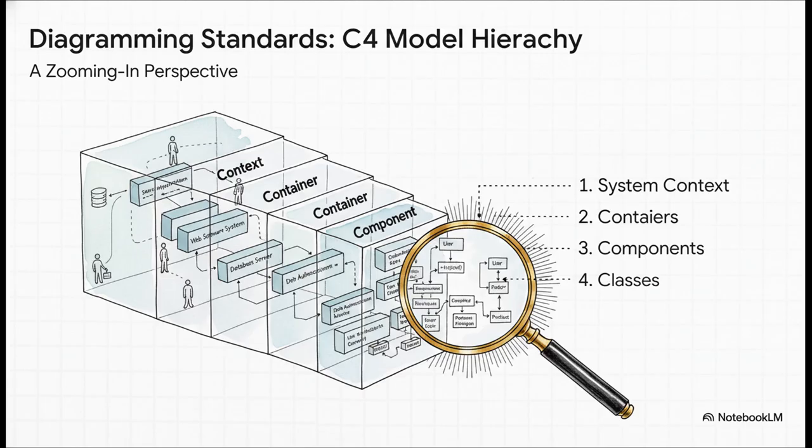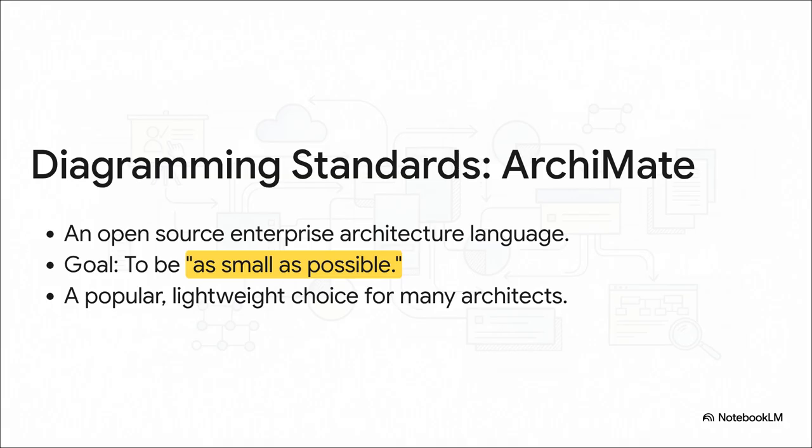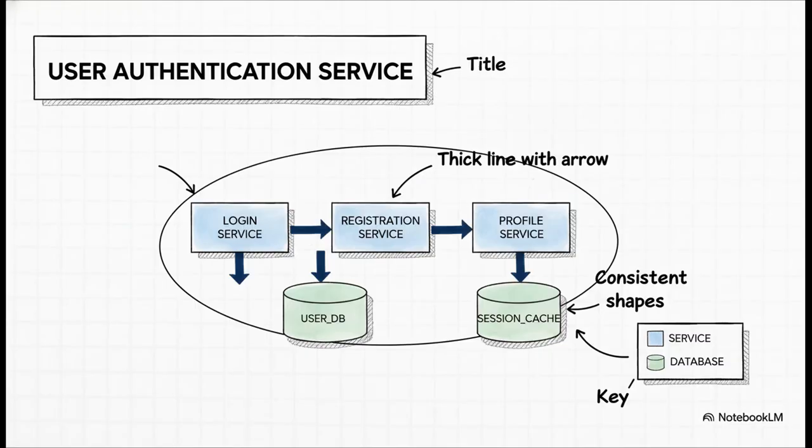It's a fantastic way to look at your system from different altitudes. And then, for those of you working in huge, complex companies, there's Archimate. It's an open standard, and its whole philosophy is to be as small as possible. It purposely avoids being overly complex. It gives you just enough notation to get the job done, and that simplicity has made it a super popular choice for enterprise architects.